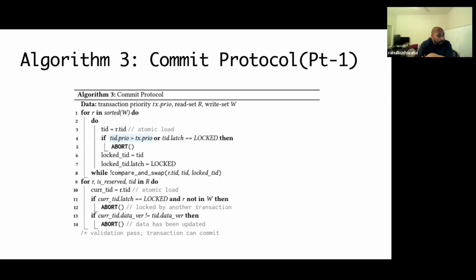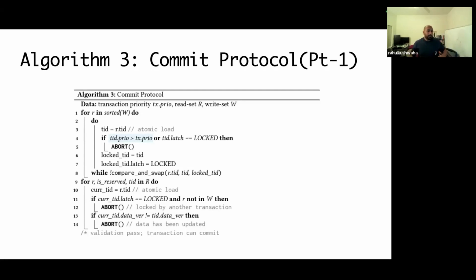Once we are able to take locks, as we can see on lines 6 and 7, then we do a similar compare and swap to make sure we are able to install the lock bit. Because once we install the lock bit, somebody else cannot come in. Our read access protocol will make sure that somebody should not read that data item. From line 9 to line 14, we go through all the data items in the read set. We check that the data is not locked and the data version has not been updated.